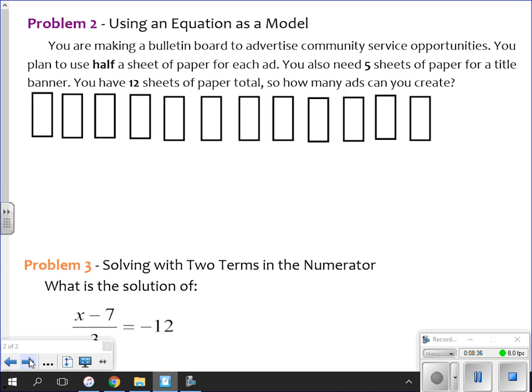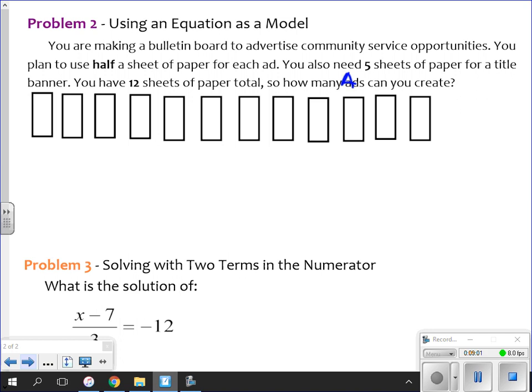Okay. So first thing I want to do is I'm trying to figure something out. What am I trying to solve for? What does it ask me to find? How many ads? How many ads can I do? So I want to pick a variable that goes with that. A for ads. Makes sense.